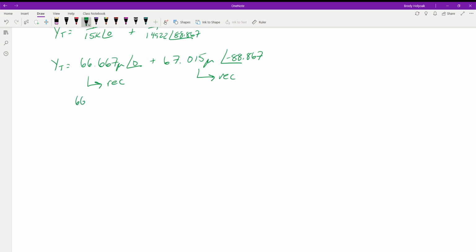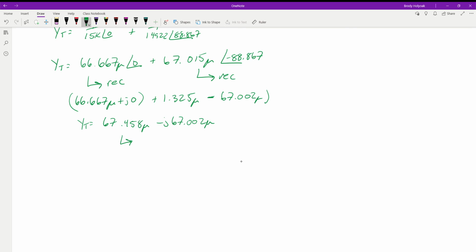So this is going to be 66.667 micro plus J of 0. And the next value is going to be 1.325 micro minus J 67.002 micro. And then we end up with a total of 67.992 micro minus J of 67.002 micro. Now we're going to take this value and convert it back into polar because we're going to be taking the reciprocal, so it needs to be polar to divide.